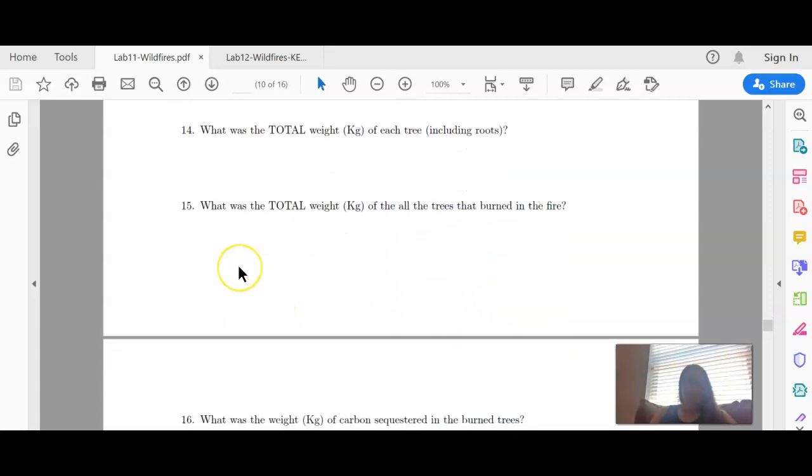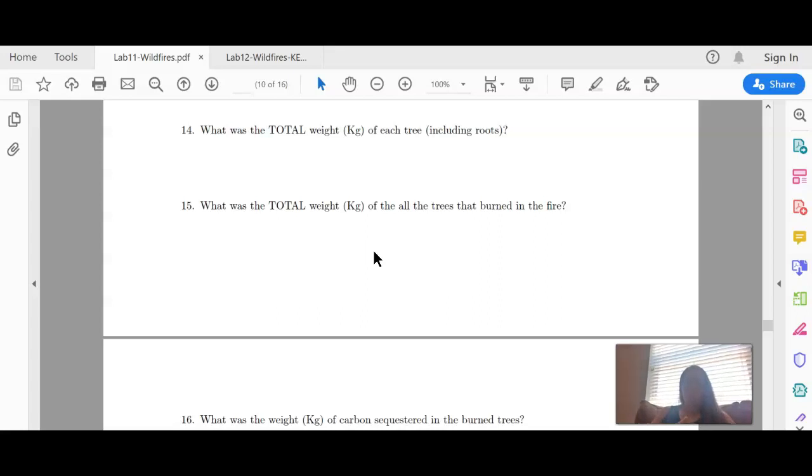Okay. Number 15. What was the total weight in kilograms of all the trees that burned in the fire? So here it starts getting a little bit trickier because we don't know how many trees there were in the fire. We know how many hectares got burned, but we don't know how many trees got burned.